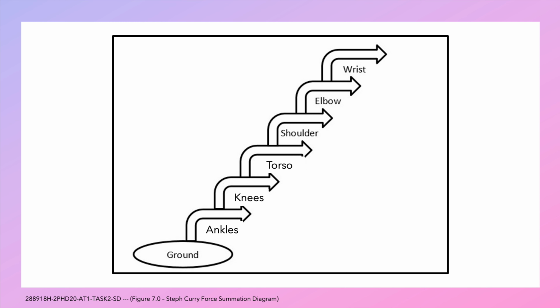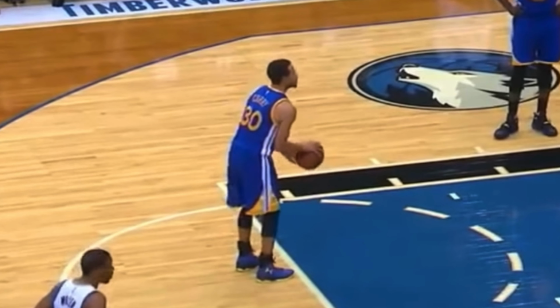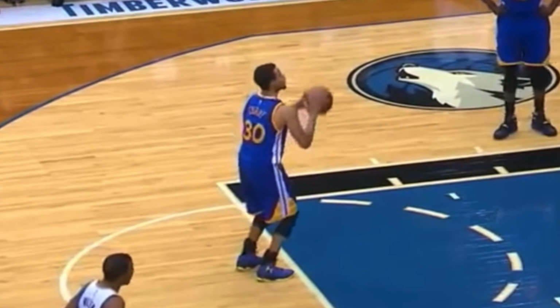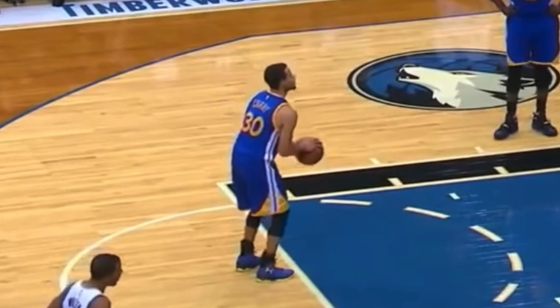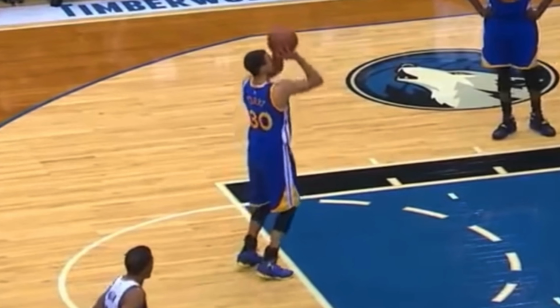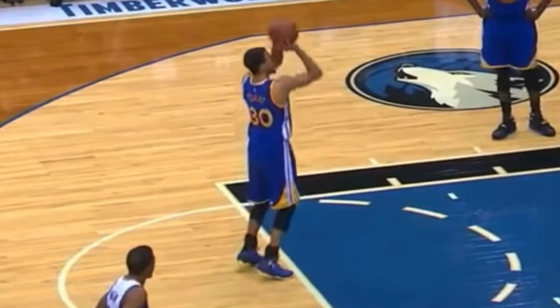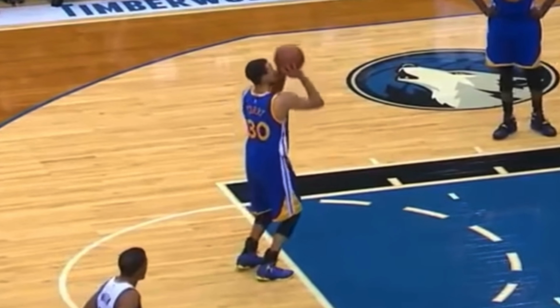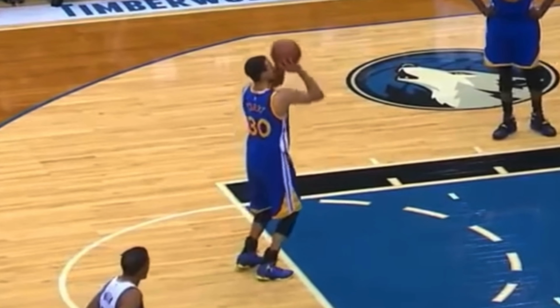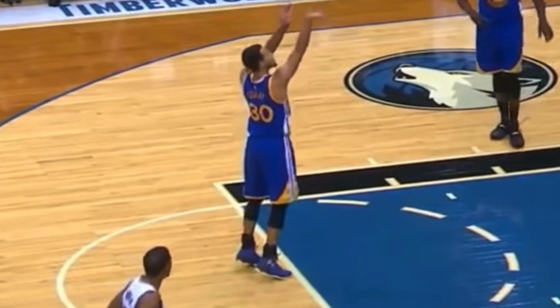Optimal timing is critical with the force transferred through each of the segments listed on the force summation diagram. The sequence of force summation goes as follows. Ankles and knees: Curry pushes off the ground with his legs, which generates a large amount of force and helps propel the ball towards the basket. Torso: Curry then moves into the shooting motion, requiring his torso to rotate towards the basket, which helps to generate further force and improve the accuracy of the shot. Shoulders, elbows, wrists, and fingers.